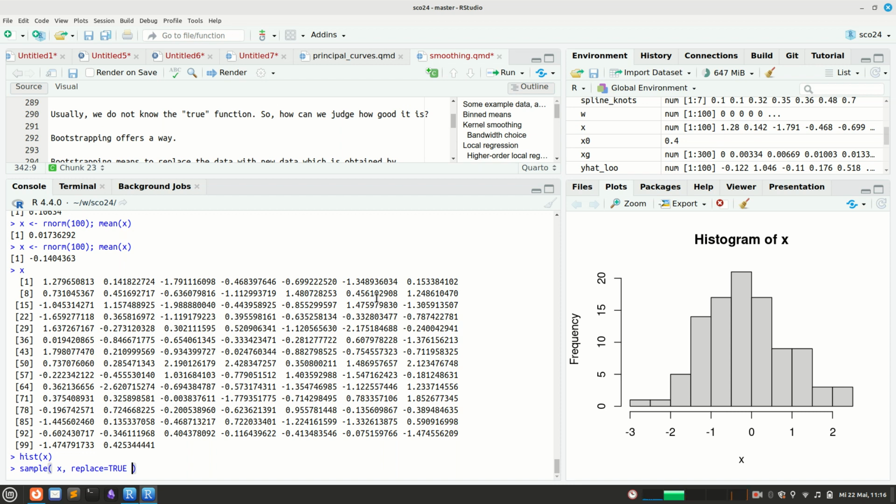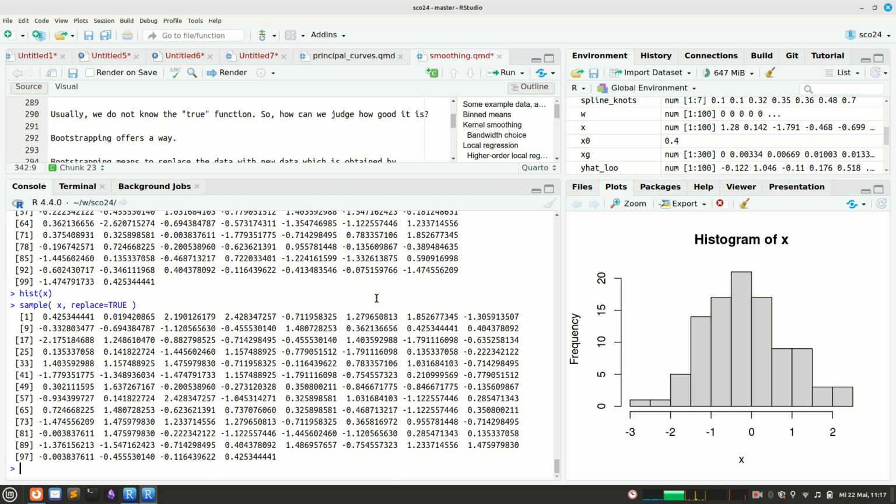In English, you call it drawing with replacement. You have to put the stress on the re, because we don't replace something, we place it back into the urn. In German, you might know this as ziehen mit zurücklegen. So we replace our samples, and then we get a new sample from this.